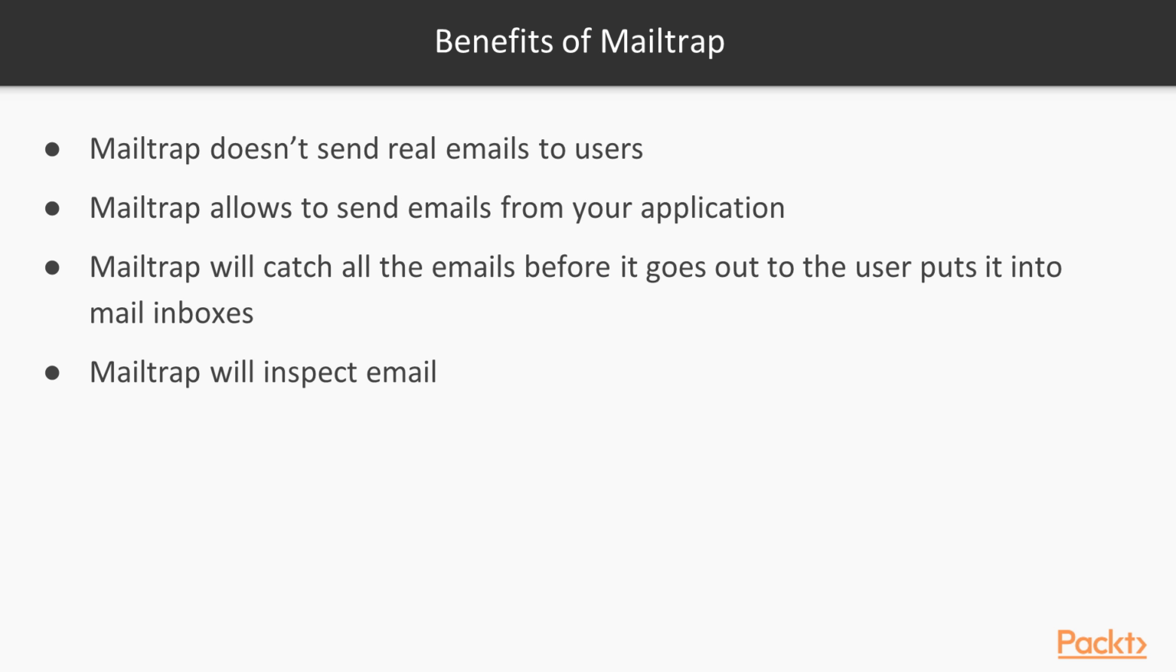So let's talk real quick about why you might want to use development email over a production email service product. MailTrap does not send real emails to people. The benefit of using MailTrap is that it allows you to send emails from your application, and MailTrap will actually catch every email before it goes out to a user and then put it into a unified inbox that you can inspect. It also provides some additional tools to check things like spam settings and to inspect the HTML of the email, some development tools.